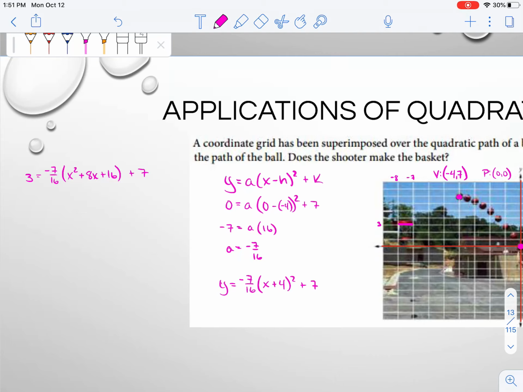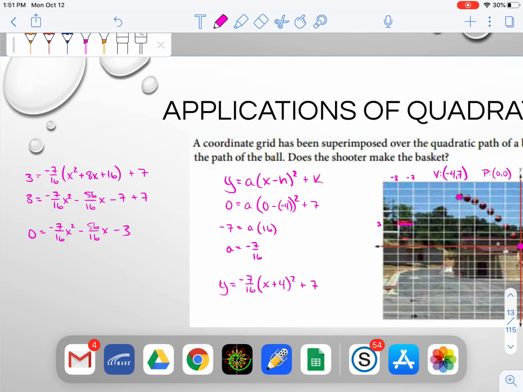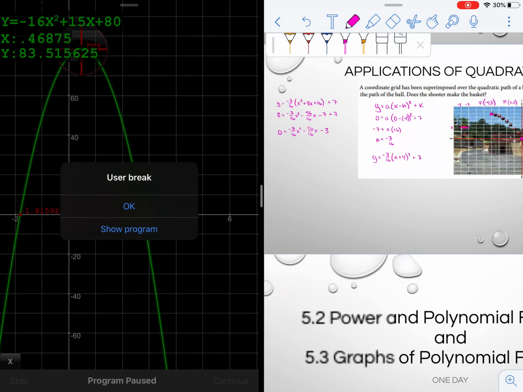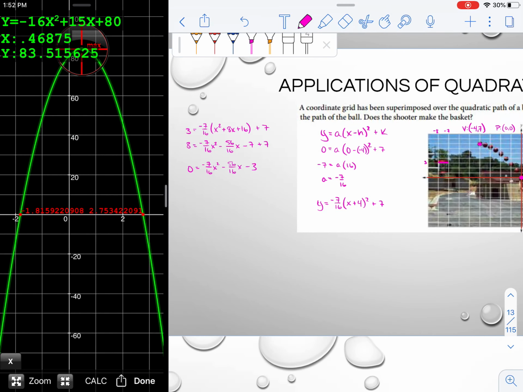I'm going to try and solve this, so let's do a little bit of simplification here. So I'm going to have 3 equals -7/16 x squared minus 56/16 x minus 7 plus 7. If I simplify, then we're going to have -7/16 x squared minus 56/16 x minus 3. Again, I'm just going to go straight to the quadratic formula. It's going to make my life easier. I don't want to try and actually factor and solve that. It's going to be pretty messy.